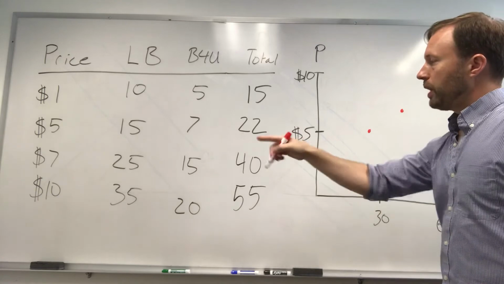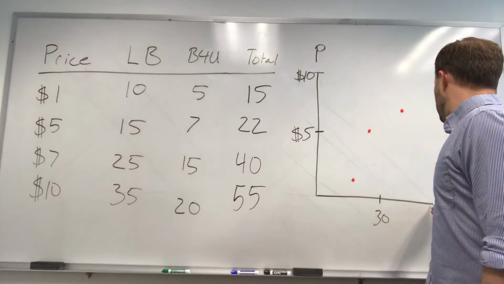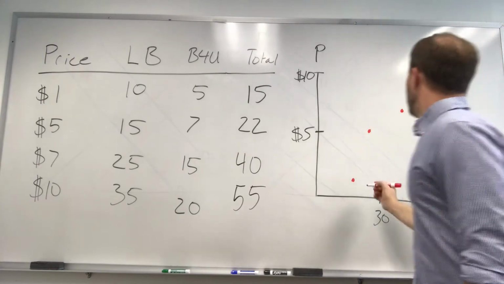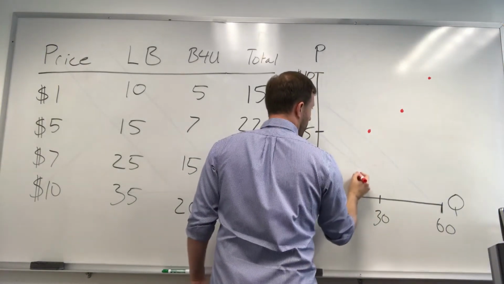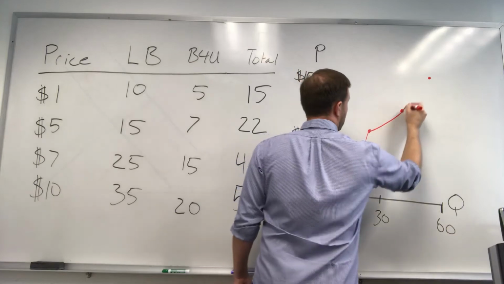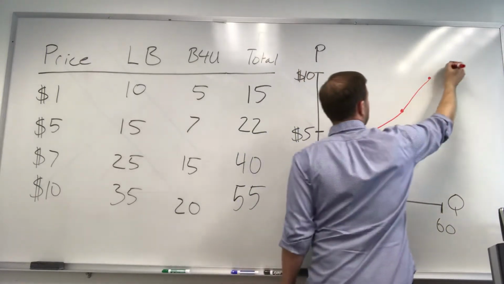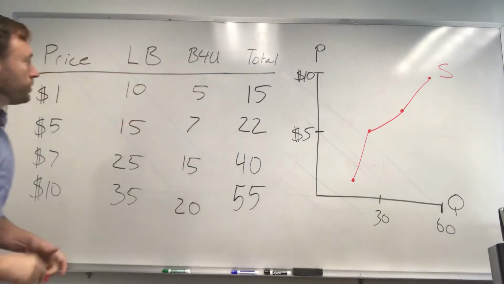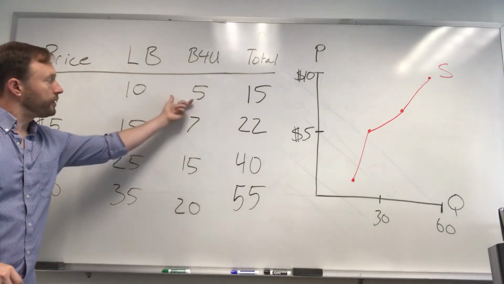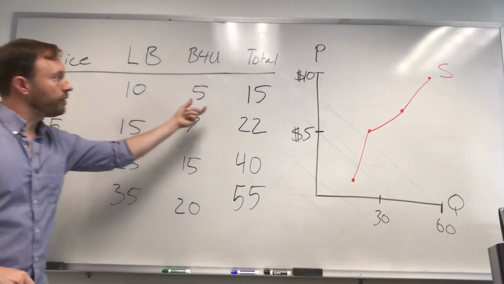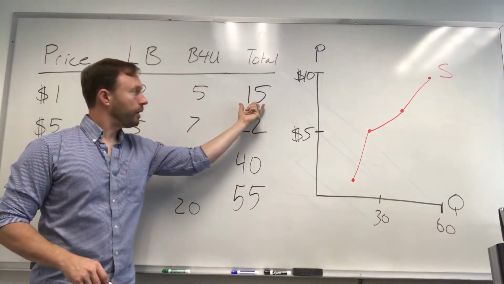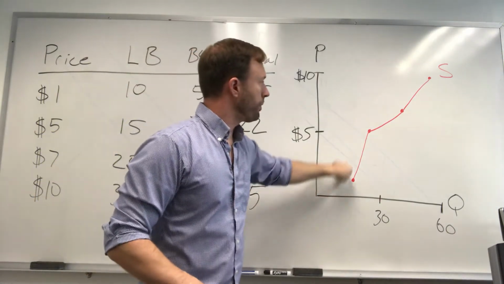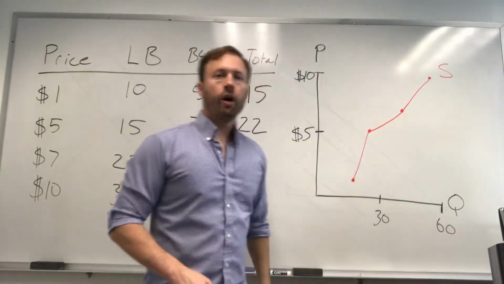Okay, and finally the price of $10, 55 units. That's about 55, that's $10. And so the industry supply curve looks something like that. Okay? So we just sum up the quantity supplied from all the suppliers to get the total or the industry supply. Do that for every price, and then we plot each price quantity combination on the graph.